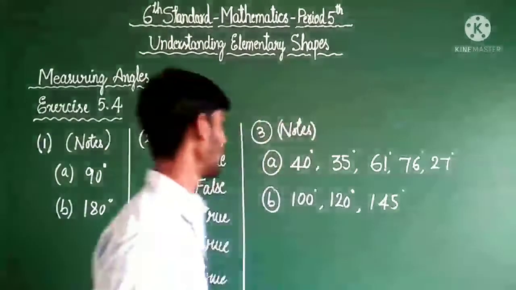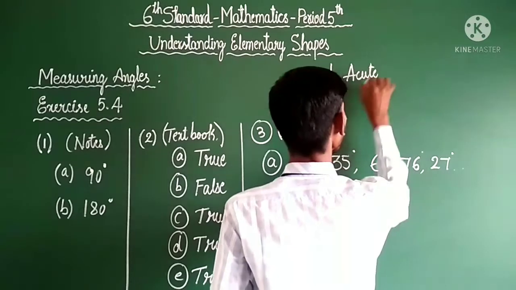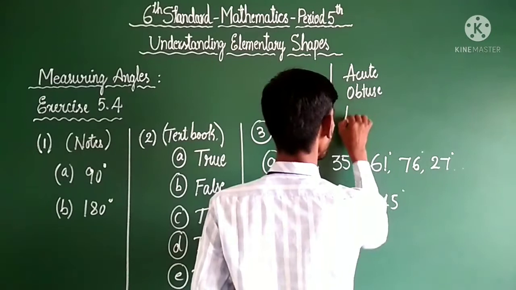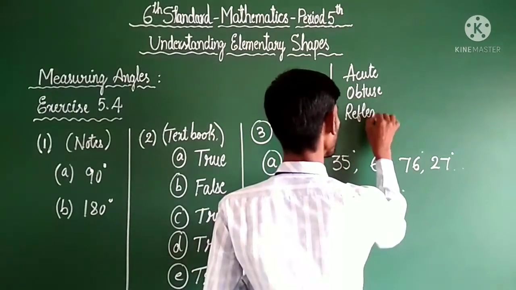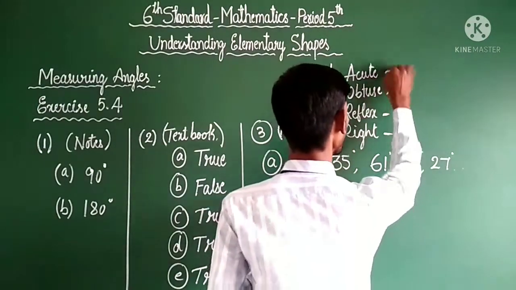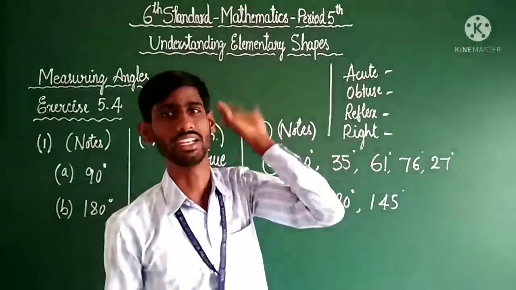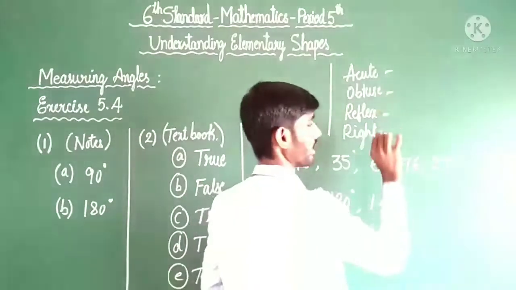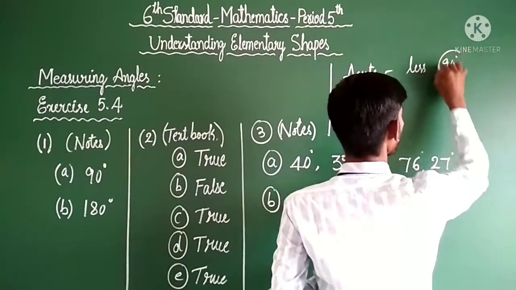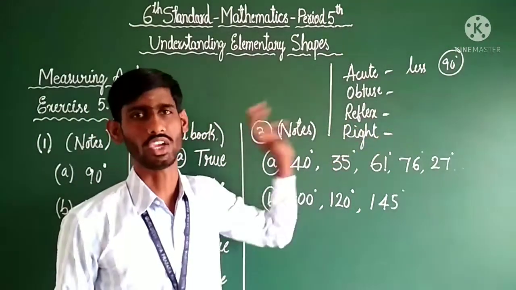I'd like to recall once again, dear children, observe here: acute angle, obtuse angle, next reflex angle, right angle. It's very basic, listen carefully. Acute angle is less than 90 degrees. Which angle is less than 90 degrees? Those all are acute angles.